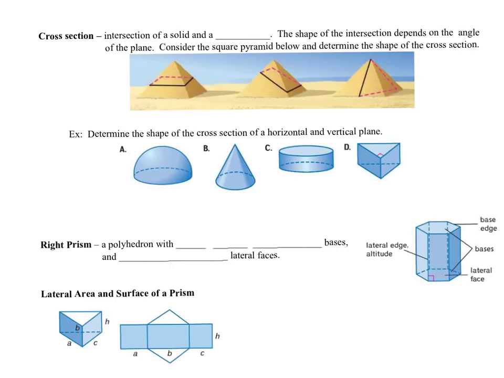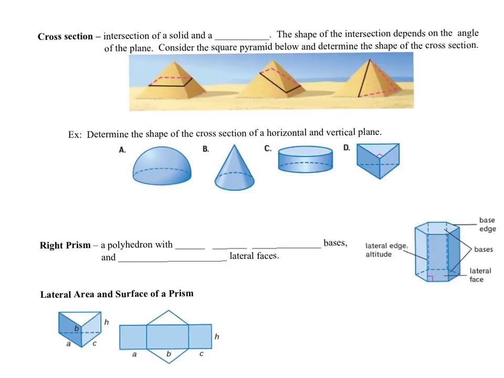And the next thing we're going to talk about with three-dimensional figures is cross sections. So a cross section would be the intersection of a three-dimensional solid, like these pyramids, and a plane. Now, the shape of the intersection, that plane that's intersecting the three-dimensional shape, depends on the angle of the plane. So consider the square pyramid below and determine the shape of each cross section.